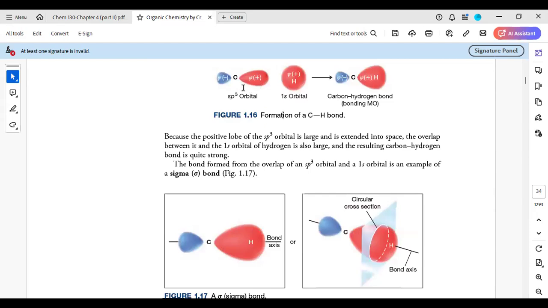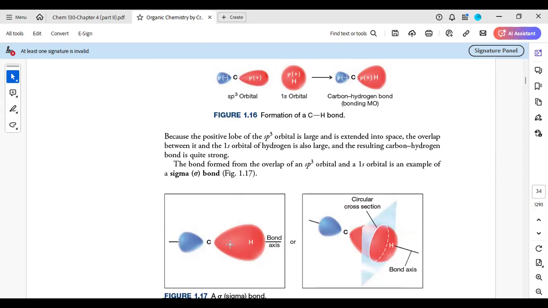Okay, this one, you have your sp3 and the s. When it forms a bond, they will just form a bond head-on. And you would form a carbon-hydrogen bond, a bonding molecular orbital. So you now have a bonding molecular orbital with this sp3 orbital and 1s orbital. This type of bonding molecular orbital is what we call the sigma bond.